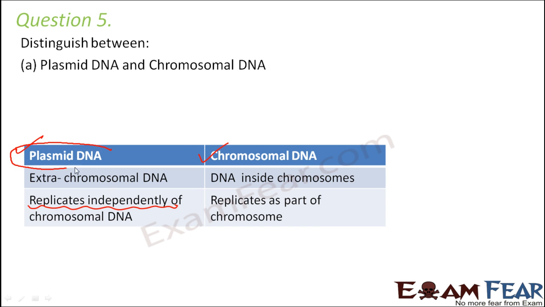Now that is why this plasmid DNA acts as a good vector, because it can replicate independently, and that is one feature which we are looking at in a vector.